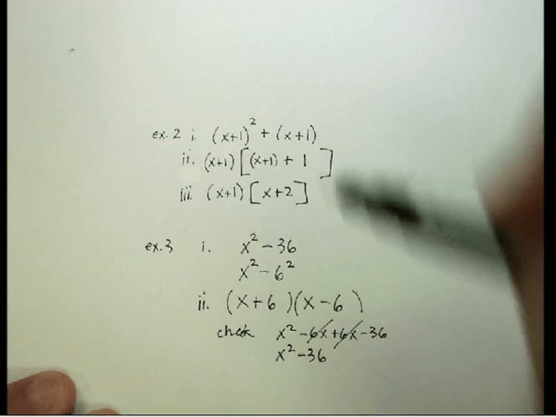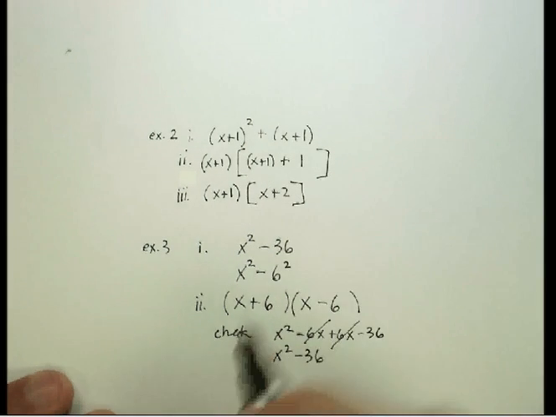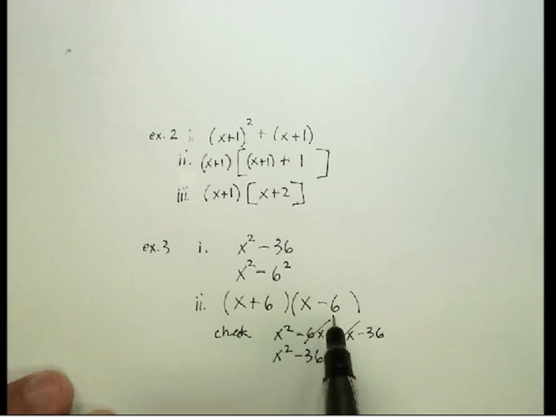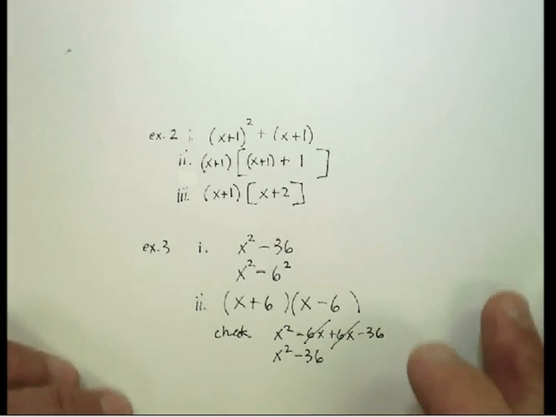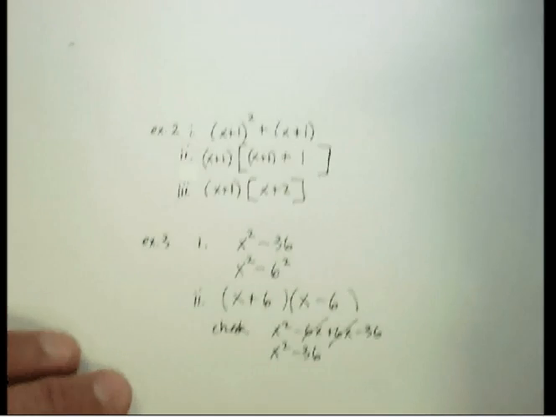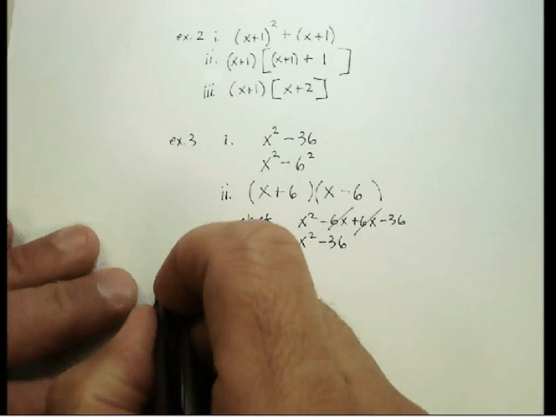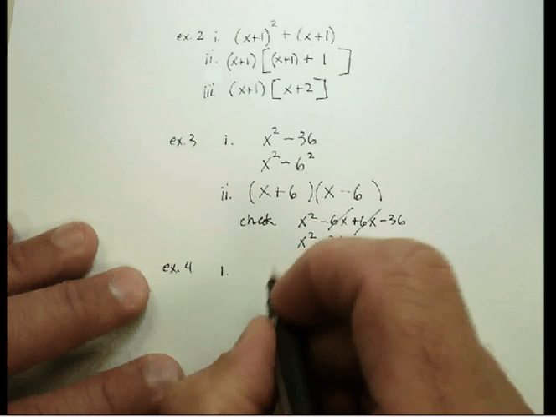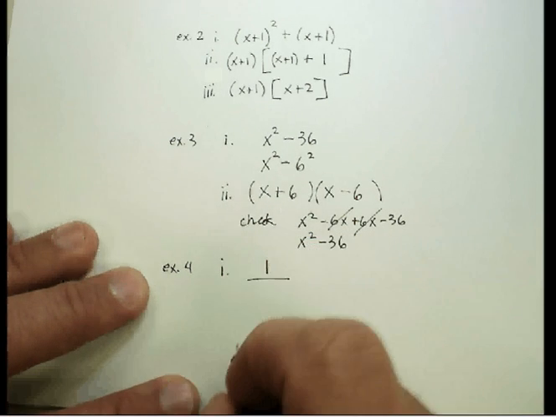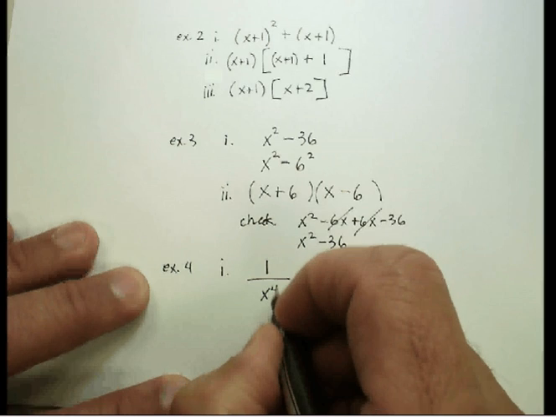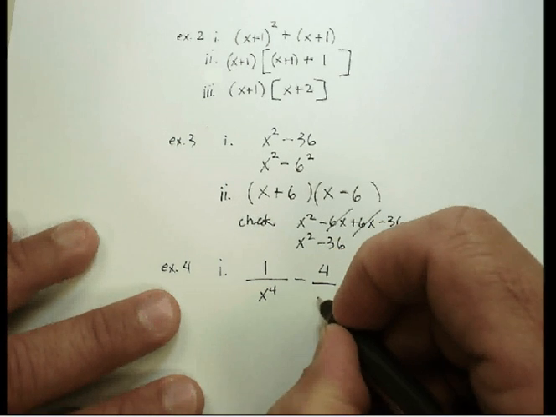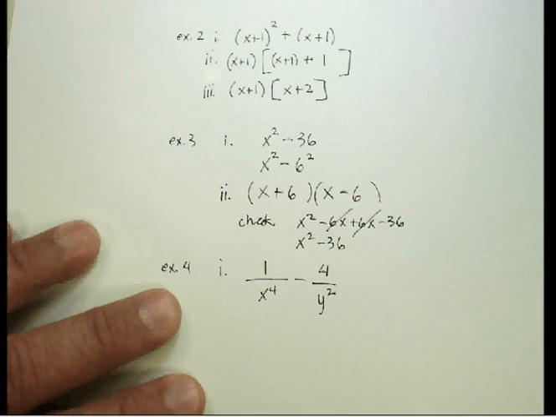Now you can do that with all those difference of squares, right? Put a binomial, put a plus and a minus, and then you take the square root of each of the parts and put them in the right spot. Let's make it a little bit more complicated looking so you can see what kind of variations we got. So let's do something like 1 over x to the 4th minus 4 over y squared.